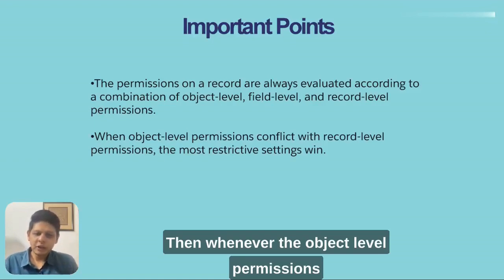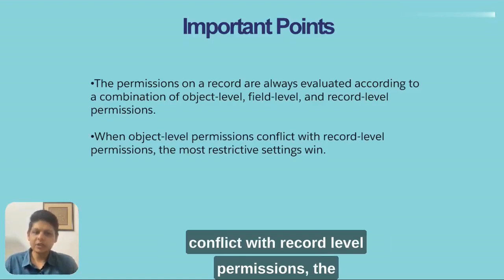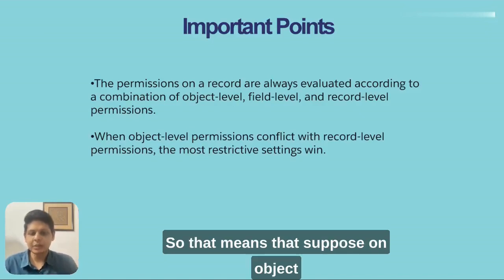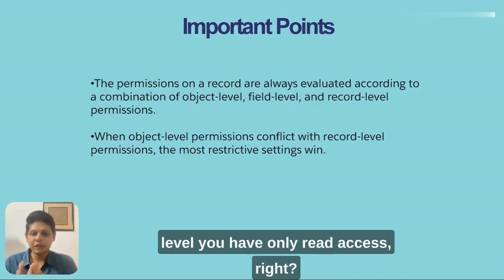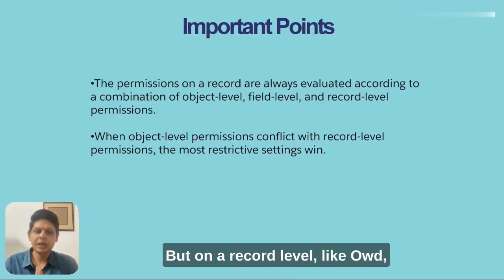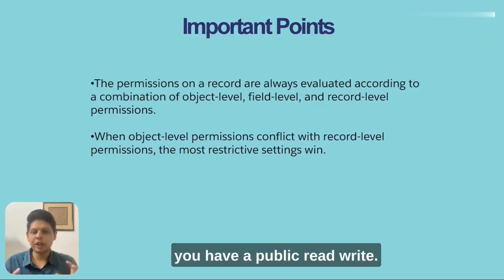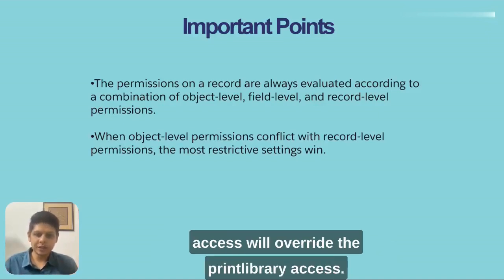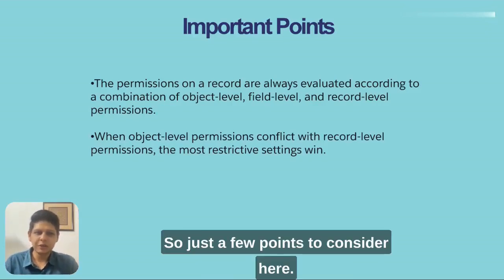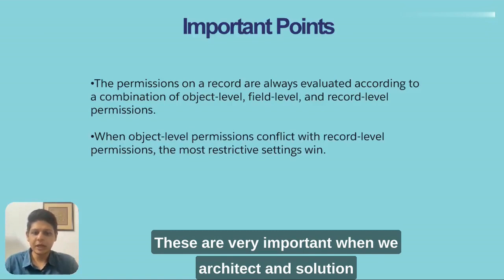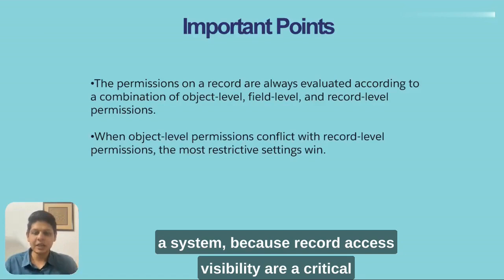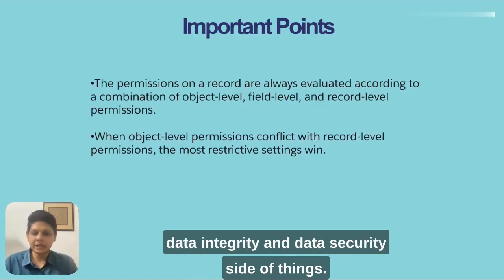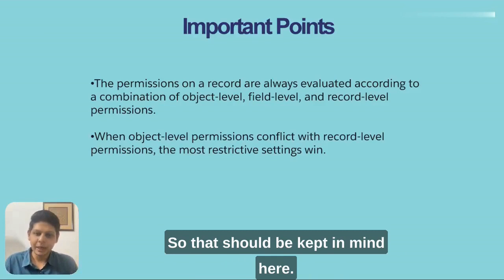Whenever object level permissions conflict with record level permissions, the most restrictive setting wins. Suppose on the object level you have only read access, but on the record level, like OWD, you have public read write. In that case, you will only be able to see the record because the most restrictive access will override the preliminary access. These are just a few points to consider, and they are very important when we architect and solution a system, because record access and visibility are critical to data integrity and data security, so that should be kept in mind.